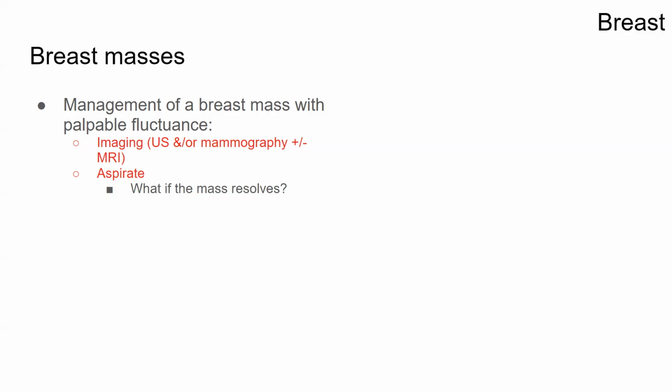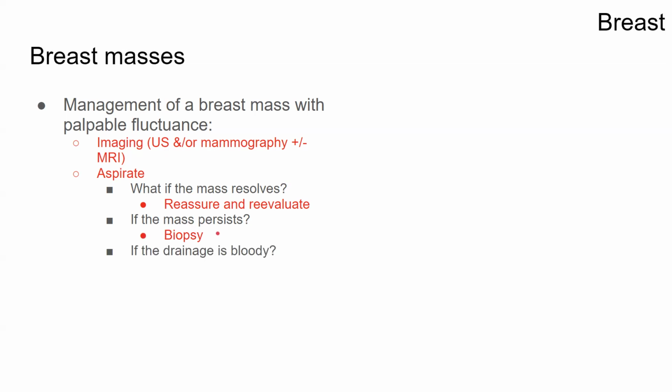If you aspirate the mass and the mass resolves, you reassure the patient and you reevaluate in 4 to 6 weeks. If the mass persists, say you do an ultrasound, you see a fluid collection, you aspirate it, you do a repeat ultrasound, and there's still a mass there, you would want to consider a biopsy because this could be a malignancy. If the aspirate is bloody, you stick the needle in and pull out the fluid and it's bloody, you want to get a biopsy. So just like bloody discharge, if the fluid inside of this fluctuant mass is bloody, you want a biopsy.